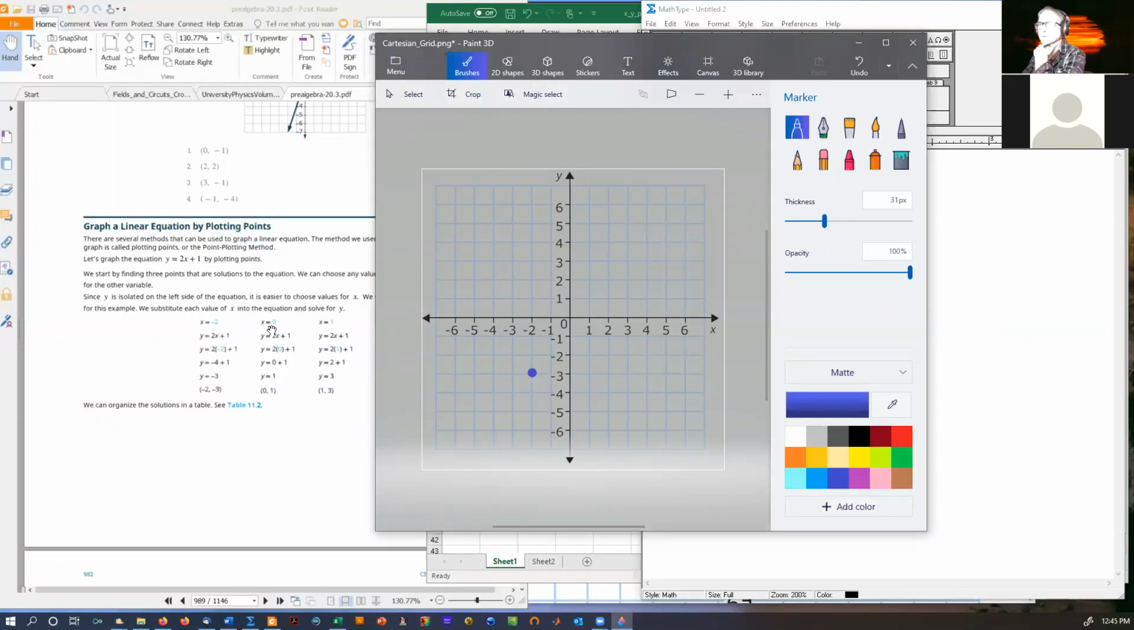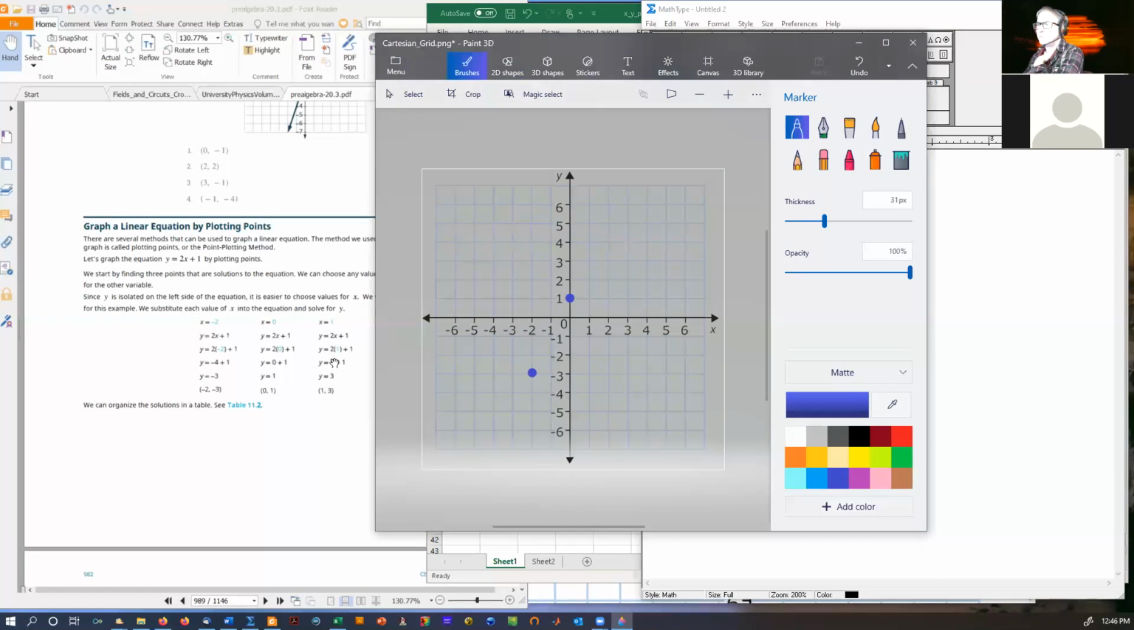So we've got x equals 0 here, right? So we substitute in 0. So y equals 2 times 0 plus 1. So y equals 0 plus 1. So y equals 1. So when x equals 0, y equals 1. So we can put a point there, right? And then the next point they plot is x equals 1, right?